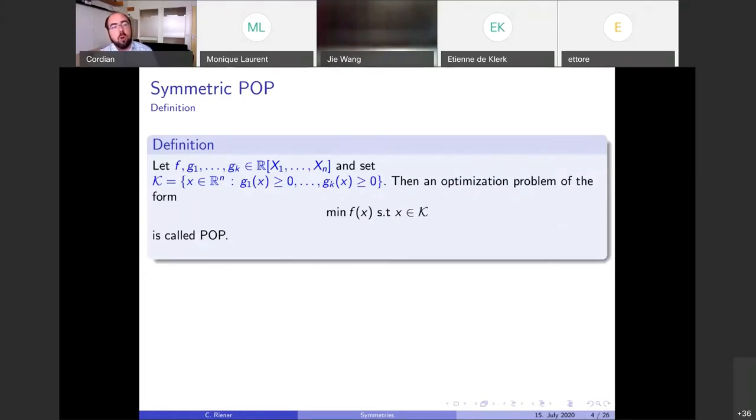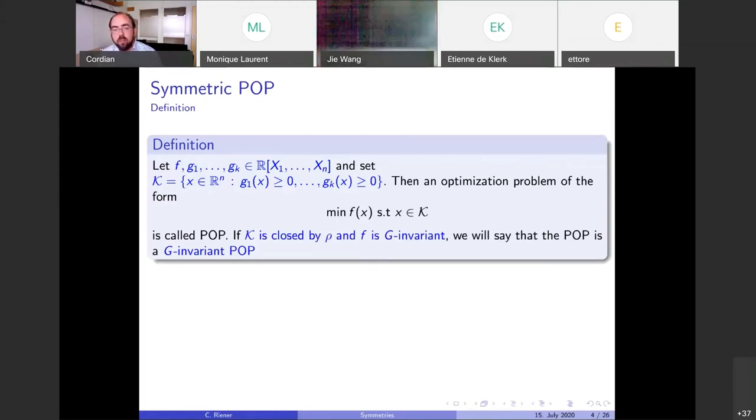Okay, so what do we mean by a symmetric polynomial optimization problem? Suppose I have polynomials f, g1 to gk, and I look at a semi-algebraic set K defined by the inequalities g1 greater or equal to 0, up to gk greater or equal to 0. So all the x that satisfy the polynomial inequalities given by the gi. And then, as we have already seen, a polynomial optimization problem is just minimizing the function f subject to all x in K. We will say that such a problem is invariant if the semi-algebraic set K is closed under the action of the group. That means whenever I take a point in K, then its complete orbit should be in K. So whenever I have a group element acting on the point x in K, its image should also be in K, for all elements in the group. And the function f, our objective function, should be G-invariant.